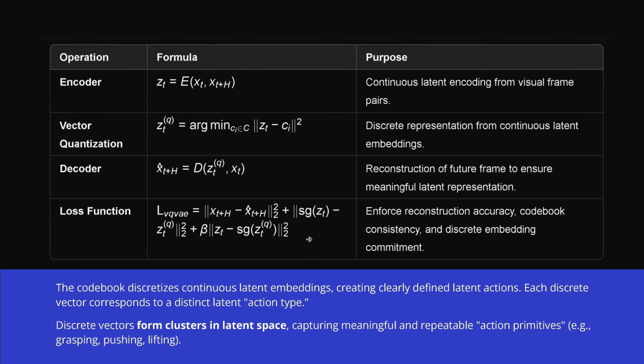So remember the codebook. The codebook has continuous latent embeddings, creating defined latent actions, and each discrete vector corresponds here to a distinct latent action type, since we are operating in a vector space. And those discrete vectors now form clusters in our high-dimensional latent space, capturing thereby meaningful, repeatable action primitives, like grasping, pushing, lifting, whatever is now the robotic action that we deduce from a visual.